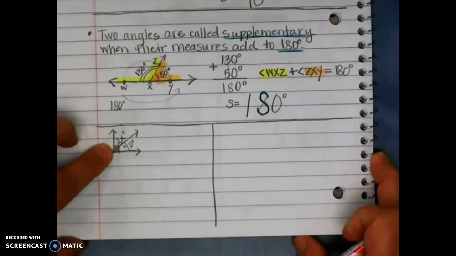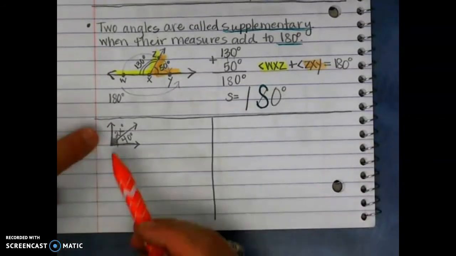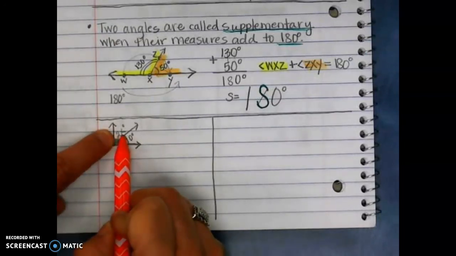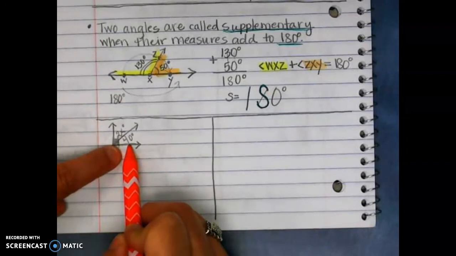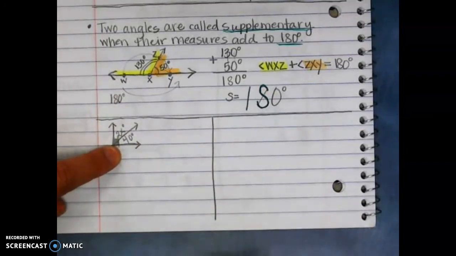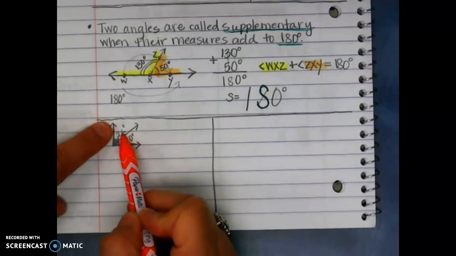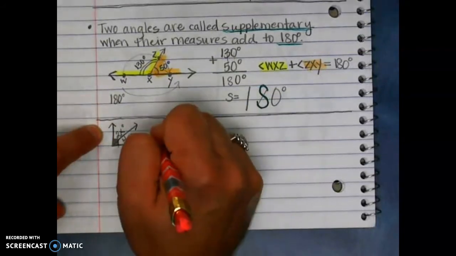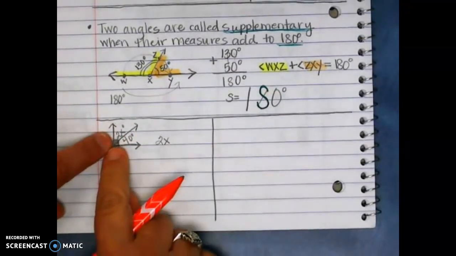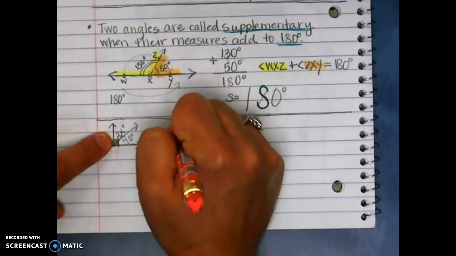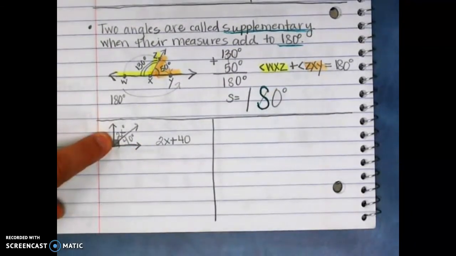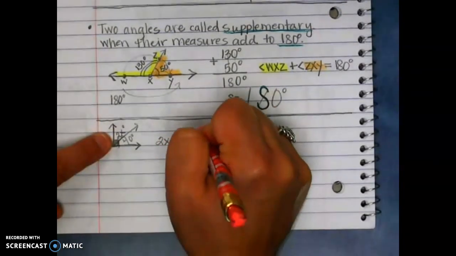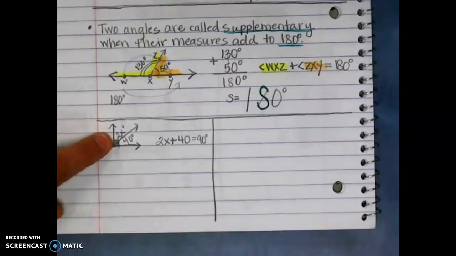But this time I didn't give us numbers in all of it. I said this is some angle on the top that I don't know, and it's worth 2 times some x. But I do happen to know that this bottom angle is 40. So this is what I can do so that I can determine what the value of x is and then find out what this angle is. I can take 2 times x, which is my first angle, and I can add it to 40 degrees. Okay, just like we did in the above notes. And I can say that this is equal to 90 degrees. And I know that because they are complementary.